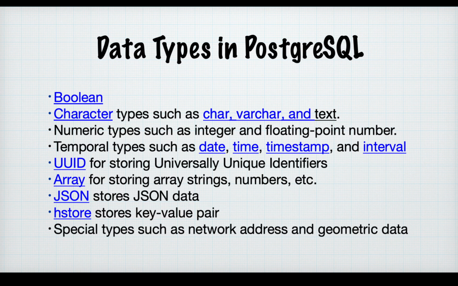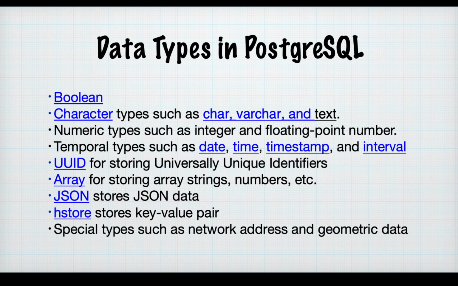We have character, and within the character there are categories of data type that make the character data type, which is like char, varchar, and then text. We have numeric types such as integer and floating point numbers. We have the temporal types such as date, time, timestamp, and intervals. We have UUID for storing universally unique identifiers, and then for arrays, you can store the whole array of numbers or strings in a particular column if you specify it as an array.